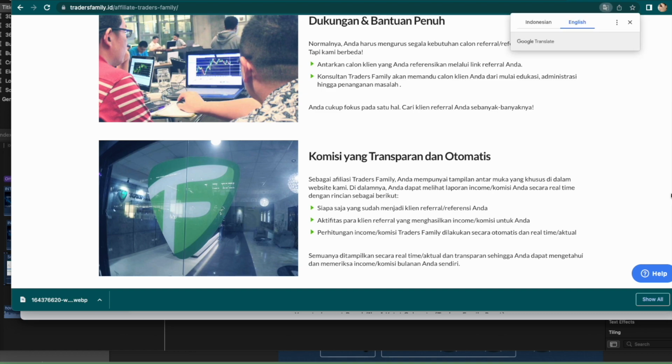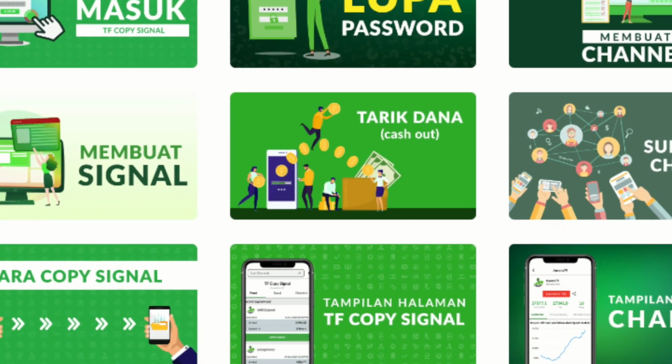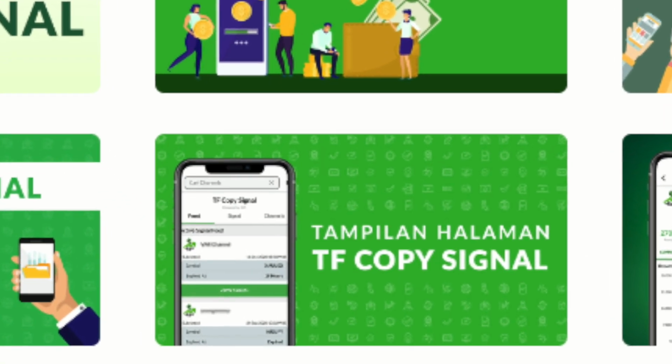Okay guys, I think that's all about the copy signal trading family reward system.